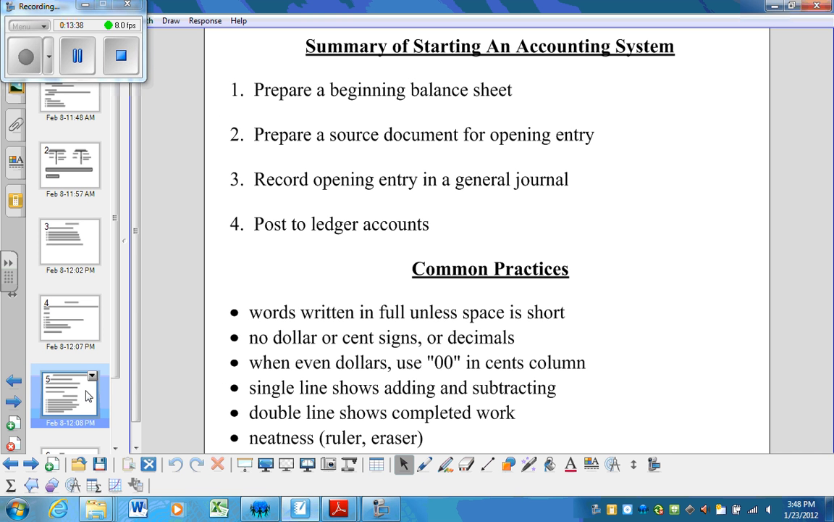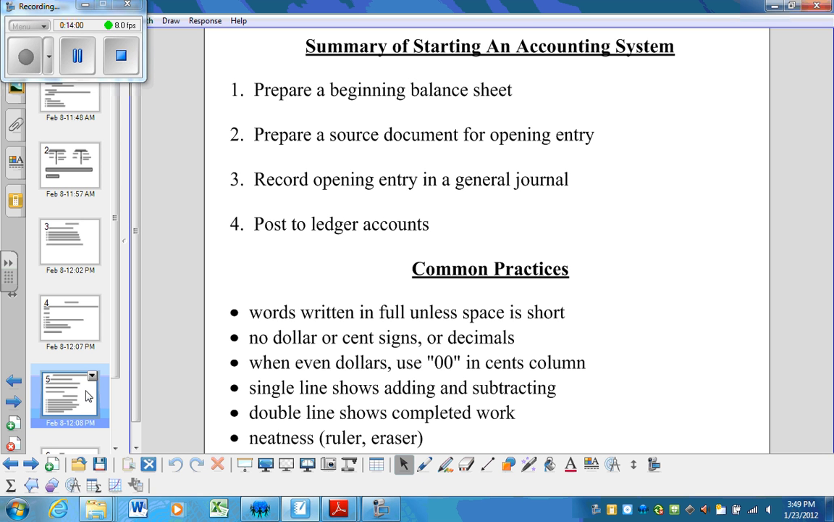Okay, so if you were to start an accounting system from scratch, these are your 4 steps. You would prepare a beginning balance sheet. You would prepare a source document for the opening entry. You would record your opening entry in a general journal, and you would post to general ledger accounts, which we kind of all talked about in one.